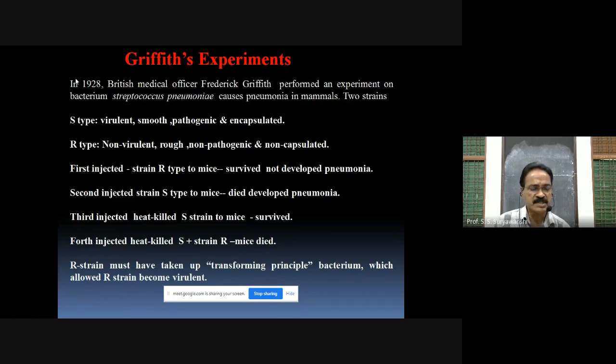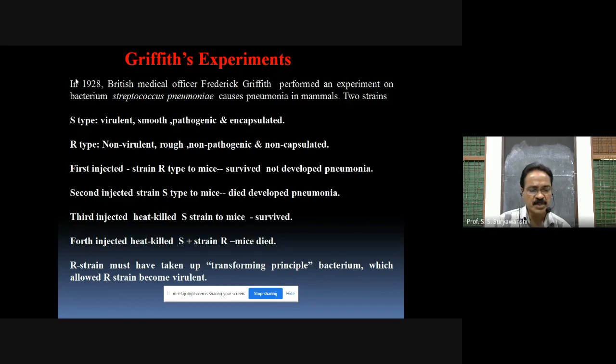The second type of strain is called R type. Again, the name indicates R stands for rough. So it is not smooth, the coating is rough and it is non-capsulated. The capsule is absent. It is also non-virulent and non-pathogenic. That means it does not cause pneumonia. We can say this type is non-pathogenic, harmless in short. So these are the two strains he studied.